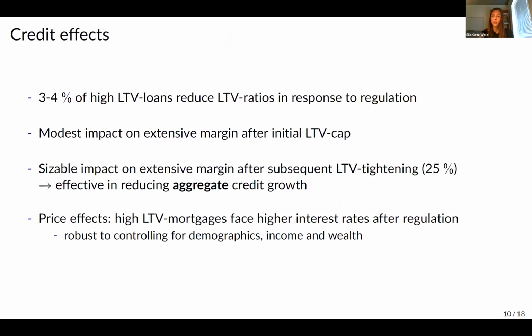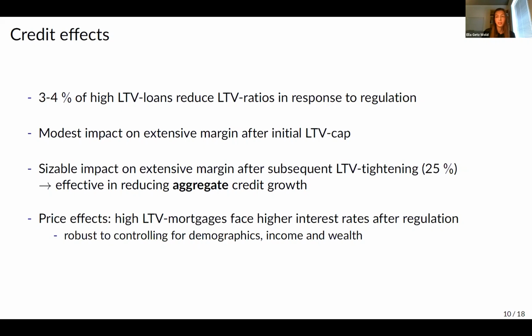And so when you have the actual and the counterfactual distributions, then we use those to quantify these intensive and extensive margin effects. So we find that 3 to 4% of high LTV loans reduce LTV ratios in response to the regulation. So that's the intensive margin effect, relatively modest in our case. And then we also find a relatively modest impact on the extensive margin after the initial LTV cap. But then we find a quite sizable impact on the extensive margin after the subsequent LTV tightening, so going from 90 to 85%. So in this case, 25% of these high LTV mortgages actually disappeared from the market.